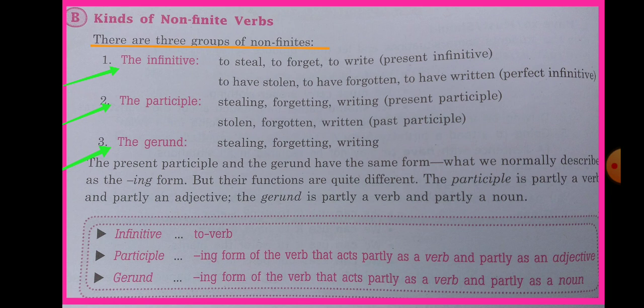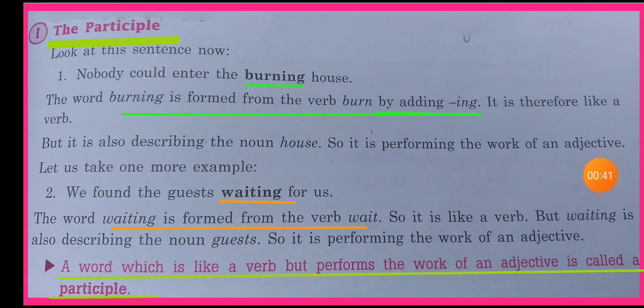Out of the three, we have already discussed the infinitive in part 1 of the video. Today we will discuss the participle and the gerund. But before that, let me remind you the definition of non-finite verbs. Non-finite verbs are those verbs which don't perform any action in the sentence. If they are not performing any action, then what do they do? They may be working as an adjective or an adverb or a noun in the sentence.